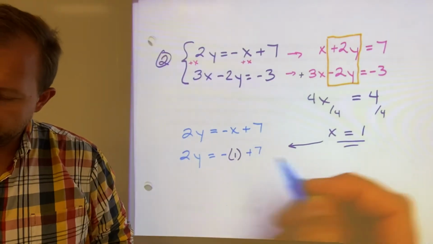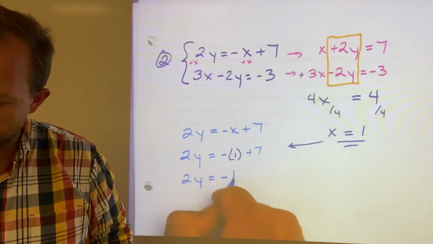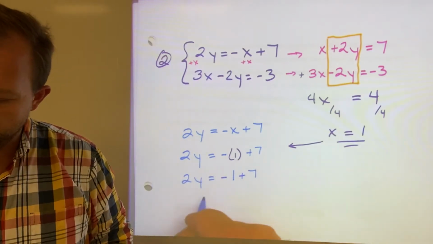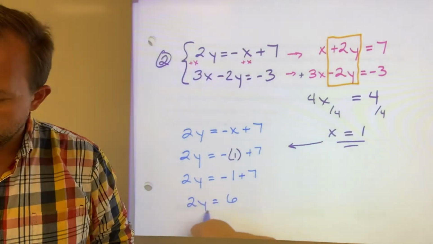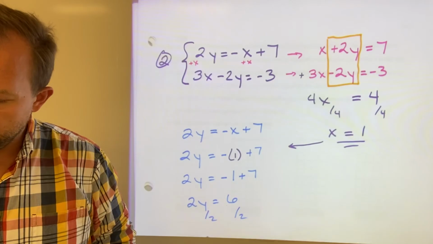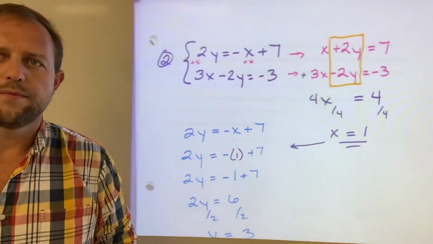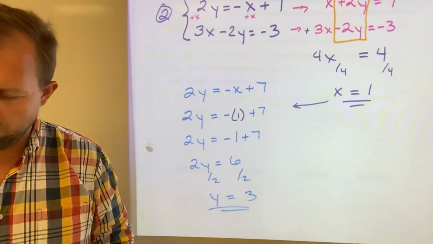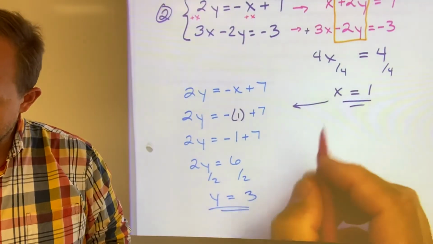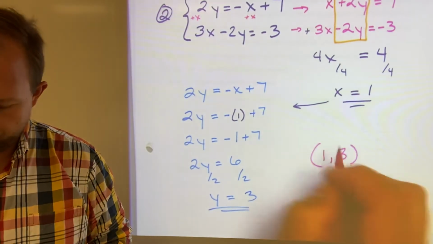plus 7. Distribute that negative. 2y is equal to negative 1 plus 7. A negative 1 and a positive 7 give us a positive 6. Solve for y. Y equals 3. We got y equals 3, x equals 1. We can write that as a solution set, (1, 3).